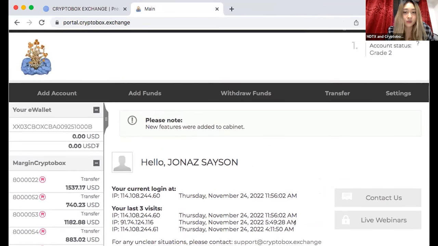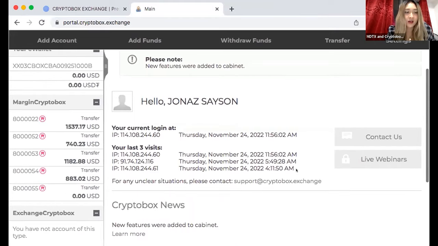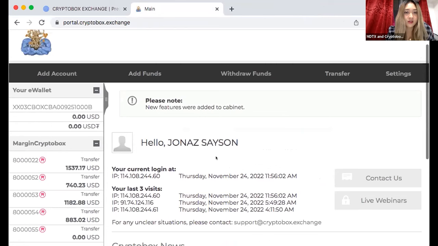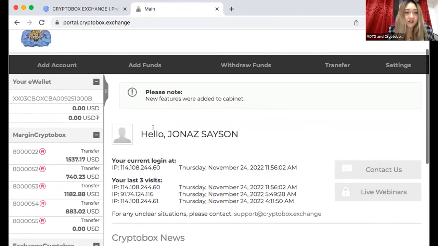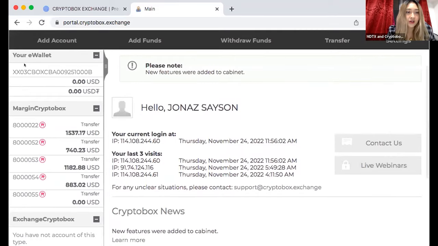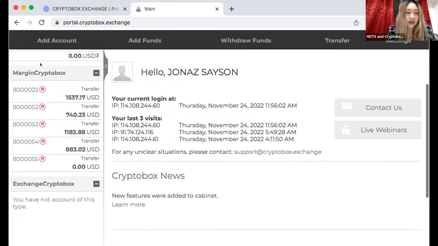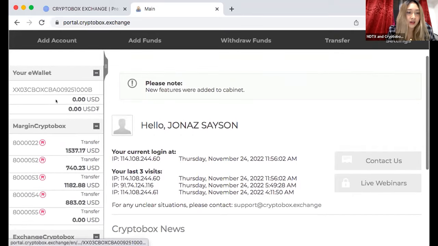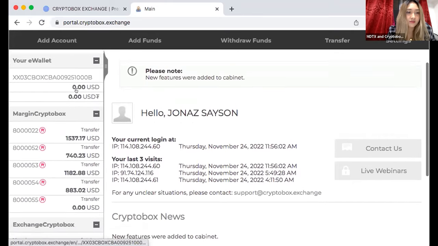Okay, so this is how your dashboard looks, okay? And I just want to go through really quickly what is on your dashboard. There is not much here, actually. It's not very complicated. On your left-hand side, you have your e-wallet, your margin accounts and your exchange accounts. So for this profile, it has $0 in the wallet.